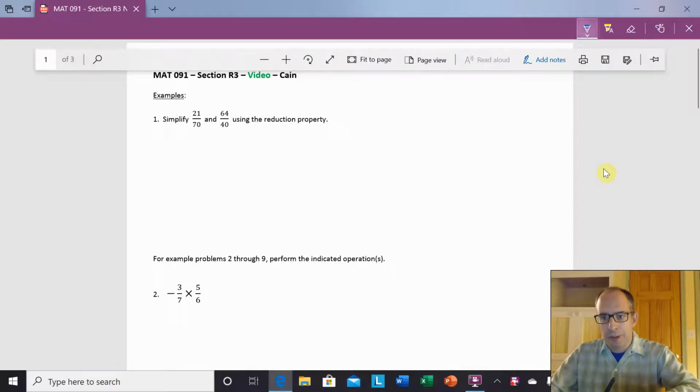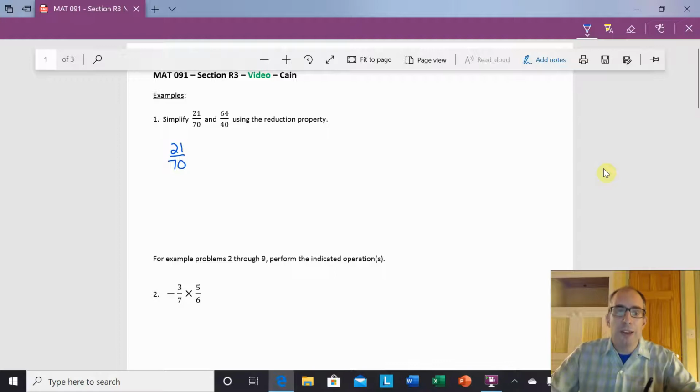So it would be helpful if I had actual ink. There we go. So 21 over 70. So we could rewrite that. And you don't have to jump right to the prime factorization. Just any kind of factorization would work. Although I guess for 21, you're going to get that because there is no other factorization of 21.